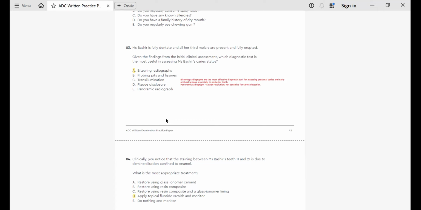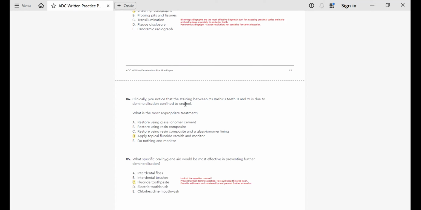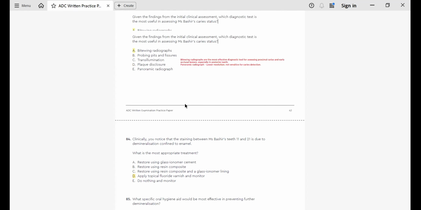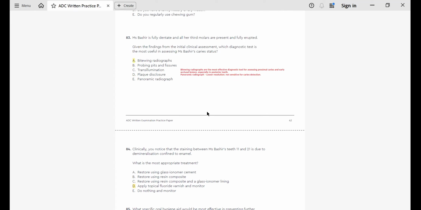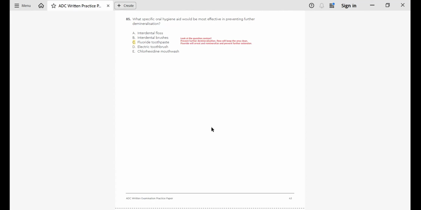Someone is asking me whether clinical assessment of caries is more important than radiographic. Now, clinical assessment of caries is important when you plan to do something for a tooth and you want to know what can be done for that tooth. But that's not what the question is asking you, right? The question is asking how you would decide the caries risk assessment, whether it's low, medium, or high for Ms. Bashir. Just rephrase the question and then you'll understand why bitewing is important to help us detect proximal and occlusal caries.